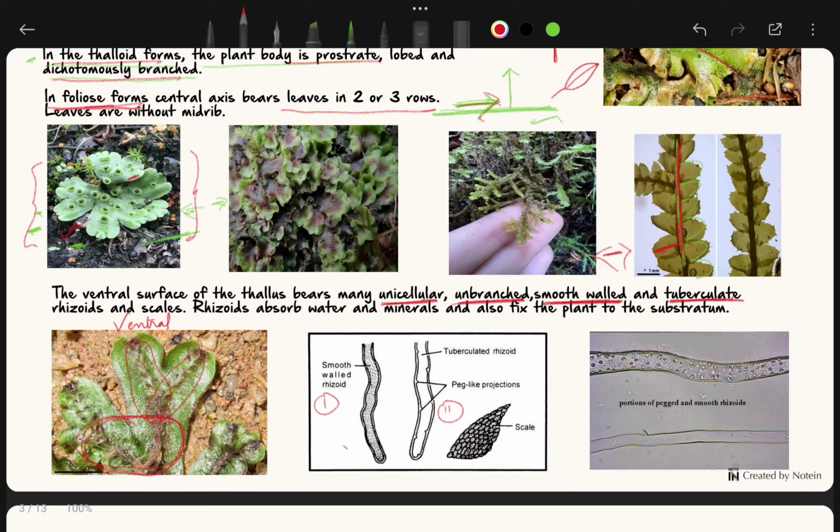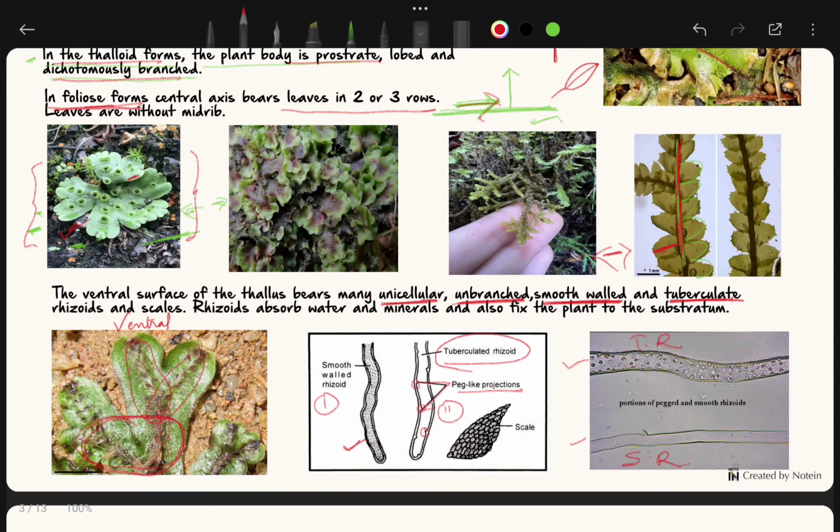So they may be smooth wall rhizoids or they may be tuberculate rhizoids. This is how the smooth wall rhizoids look. And then on some rhizoids you will find peg-like projections here. When you see this type of projections, it means that these are tuberculate rhizoids. Now this is how the rhizoids look under the microscope. This is a smooth wall rhizoid and this is a tuberculate rhizoid.